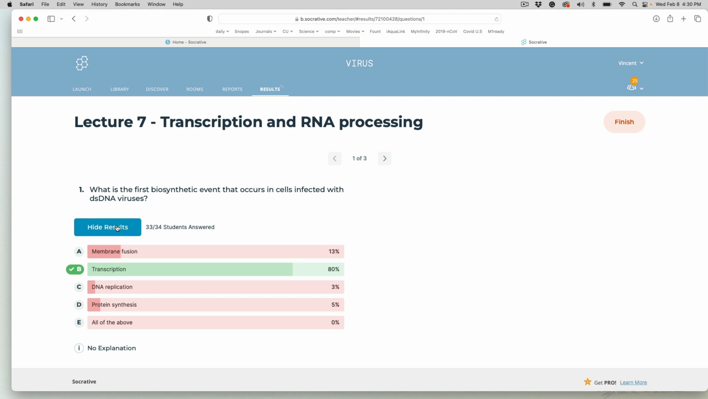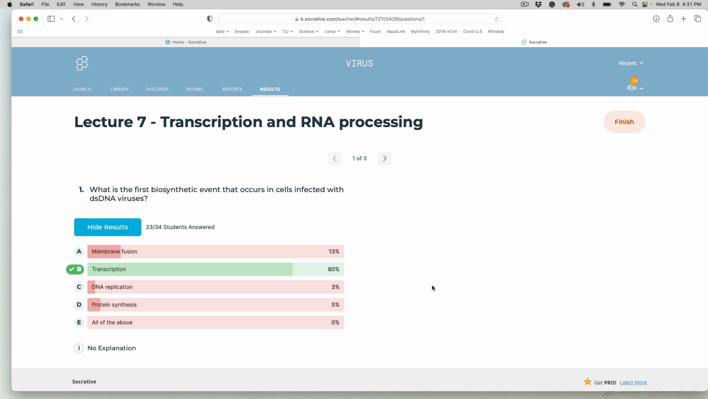Most of you got that. Membrane fusion is not a biosynthetic event. You're not making anything, right? You're just fusing what's already there. DNA replication, remember, you gotta make at least one protein before you can replicate DNA. So you need to make mRNA first. So it has to be transcription. Protein synthesis, you have to make mRNA before you make protein.